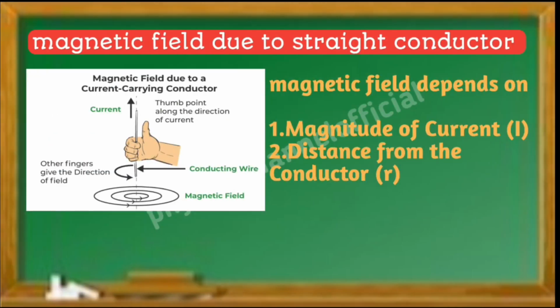Move to next slide. Magnetic field due to straight conductor. This diagram is most important, and basically it has been asked many times in previous exams. So you should learn to draw the diagram. Magnetic field depends on the magnitude of the current and distance from the conductor.